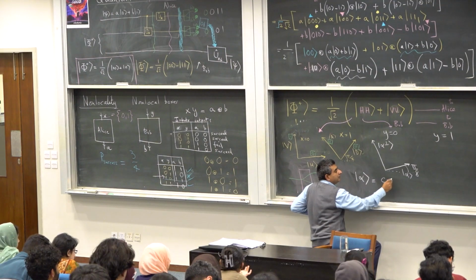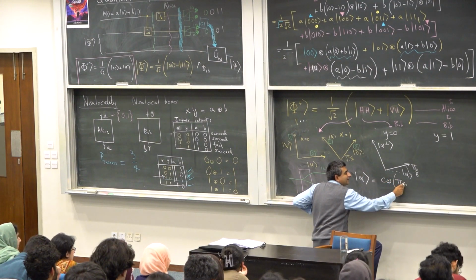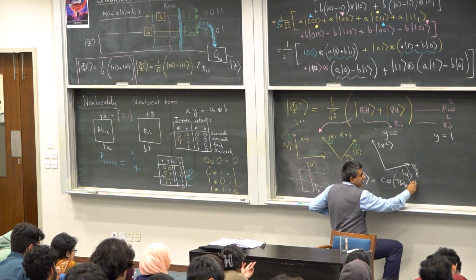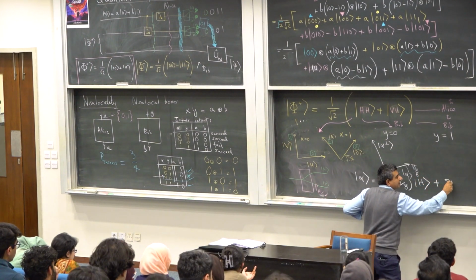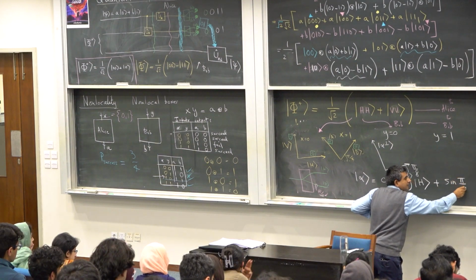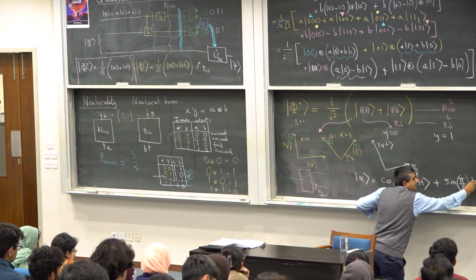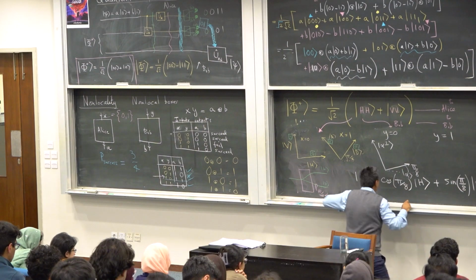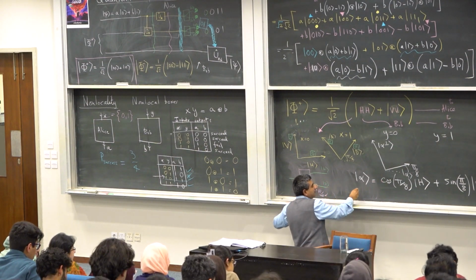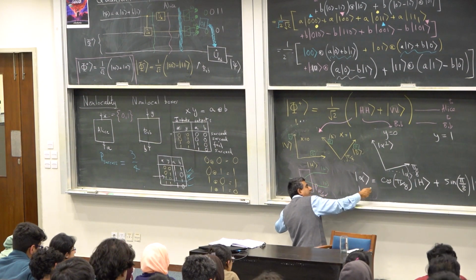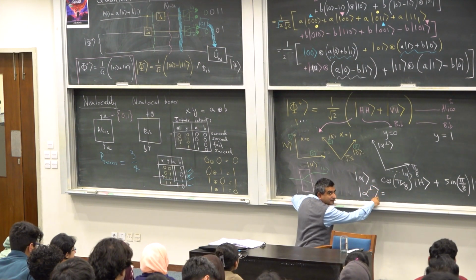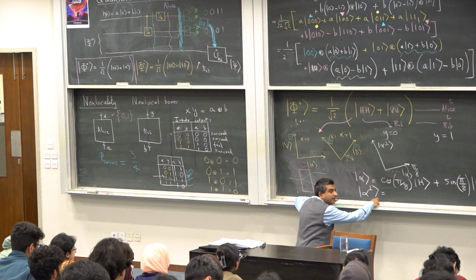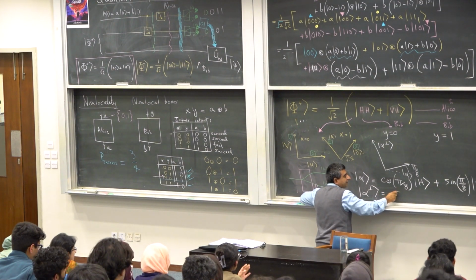Cosine of... Excellent, that's beautiful. And what about alpha perpendicular? Negative where? Negative sign.